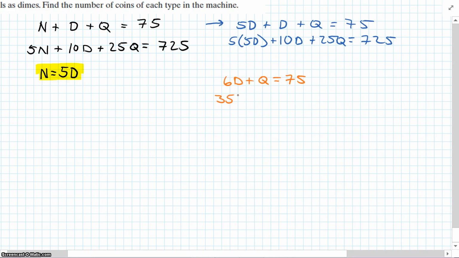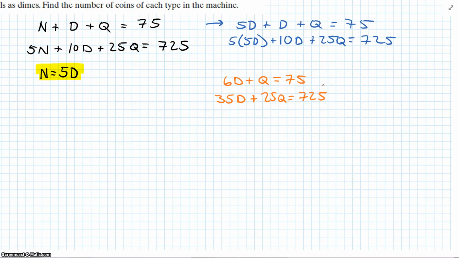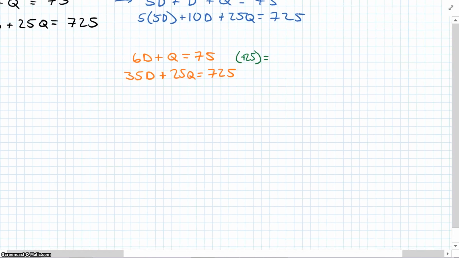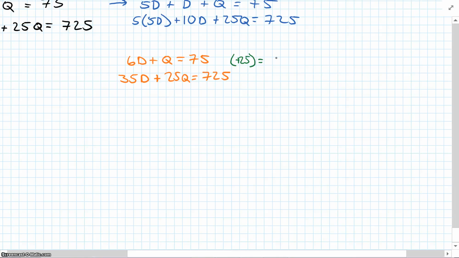So 35D plus 25Q equals 725. All right, so look for the least common denominator. We're going to be hard pressed to really find one here, I believe. So let's just multiply the top one by 25 because that seems to be pretty easy. We'll do negative 25, in fact. Actually, we'll leave it positive 25. 6 times 25 is 150D plus 25Q equals 75 times 25.